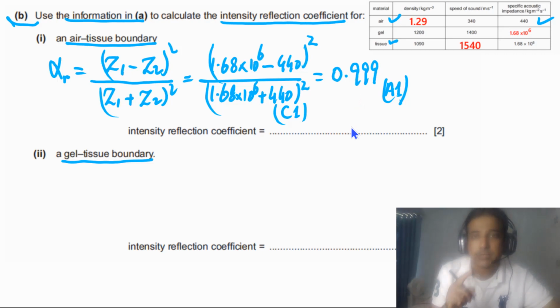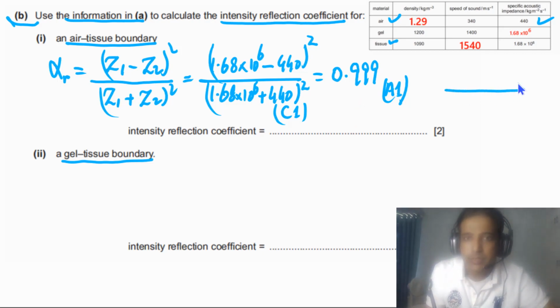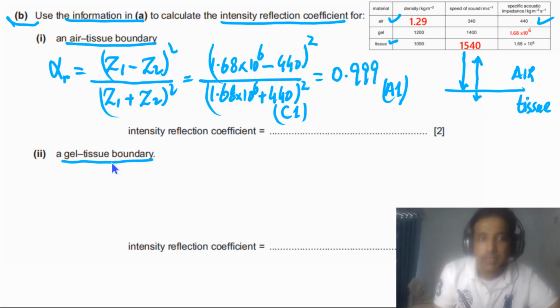In this case, if the ultrasound is traveling from air, let me draw here. Let's say this is the air and here we have the tissue. The ultrasound is coming here, most of the ultrasound will be reflected back, and very little will enter the tissue. This is the meaning of 0.999.